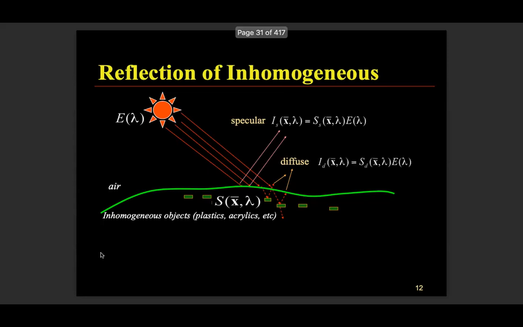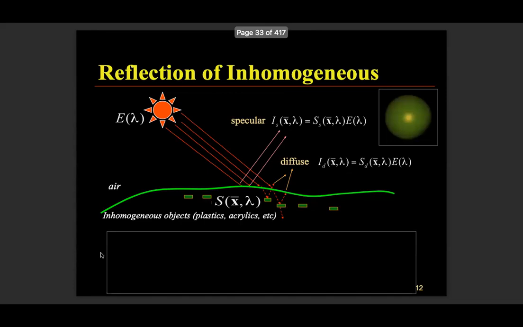And this diffuse reflection is SD, the diffuse reflectance or diffuse albedo, multiplied by the incoming energy. So we have two types of reflection, specular reflection and diffuse reflection, and if you combine them, that's what you will get. I is the intensity of this ball here. The green part is diffuse. The yellow part here, the specular highlight part, is a combination of diffuse and specular reflection, described by ID plus IS. The green part is only ID.